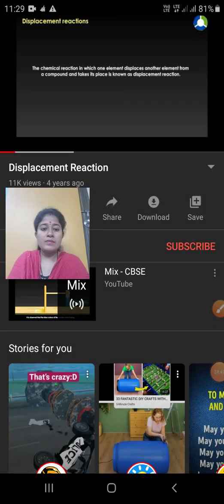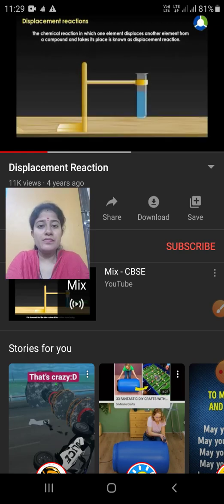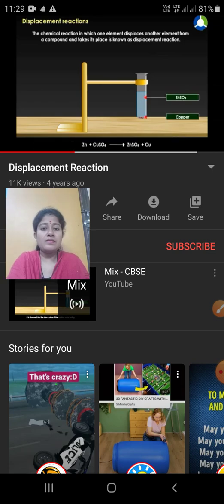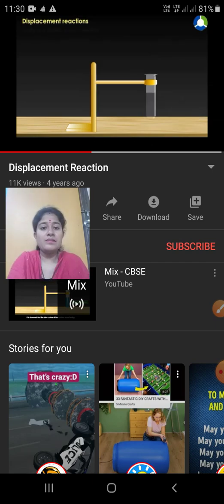Displacement reaction. The chemical reaction in which one element displaces another element from a compound and takes its place is known as displacement reaction. For example, when zinc, Zn, is added to copper sulfate, CuSO4, it displaces copper from copper sulfate, giving ZnSO4, zinc sulfate, plus Cu, copper.